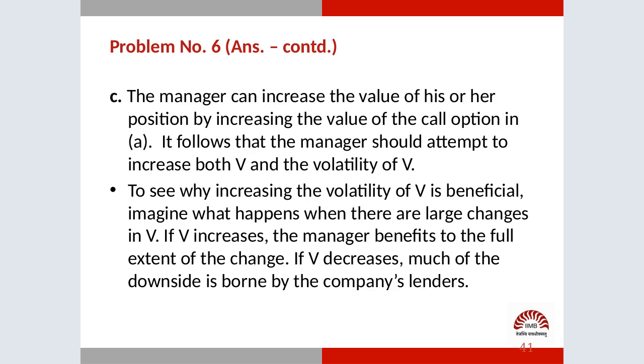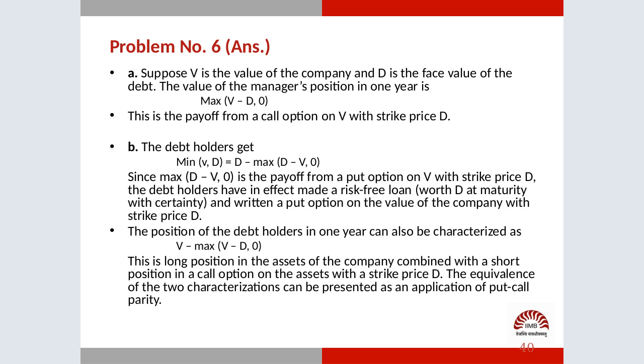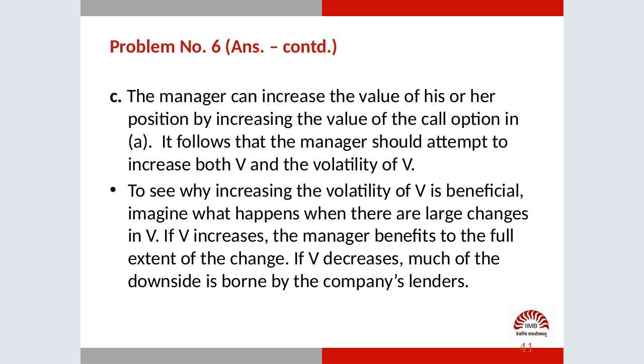the last part of the question was, what can you do to increase the value of your position? You can increase your position by increasing the value of the call option in A. That is by increasing V, or the volatility in B. Remember, we said as the volatility increases, the value of the call option increases. As the spot price increases, the value of the call option increases. So I can either increase the value of V, or I can increase the volatility in V, or I can do both.